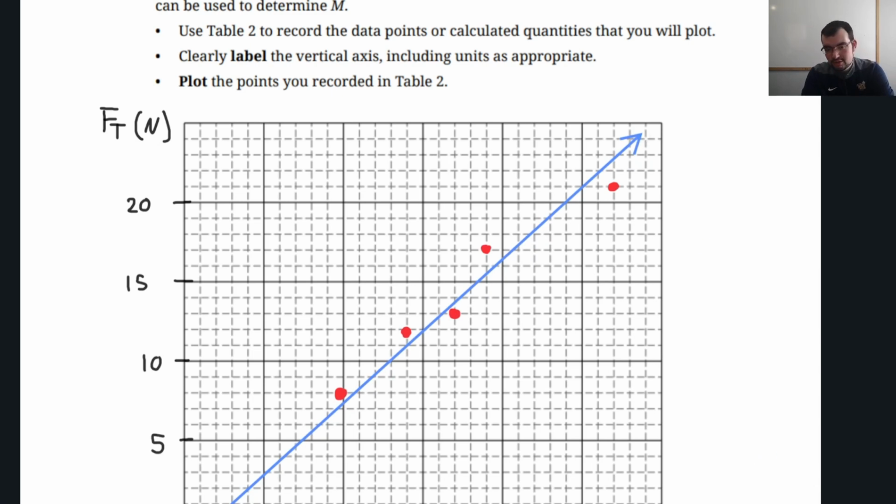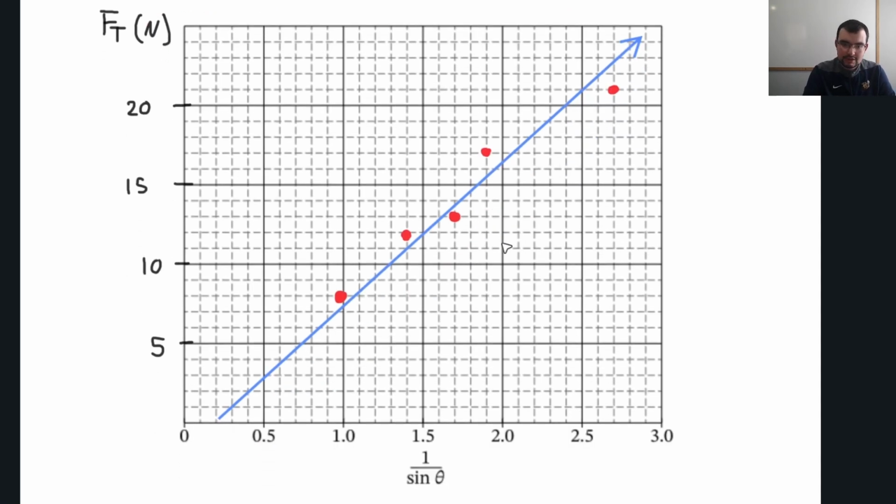But again, there's a range. I'm also not the best at drawing best fit lines. It just has to be reasonable. So here, notice I got one point pretty near the line and a couple that are either just above or just below. And maybe I would even do something more like this.